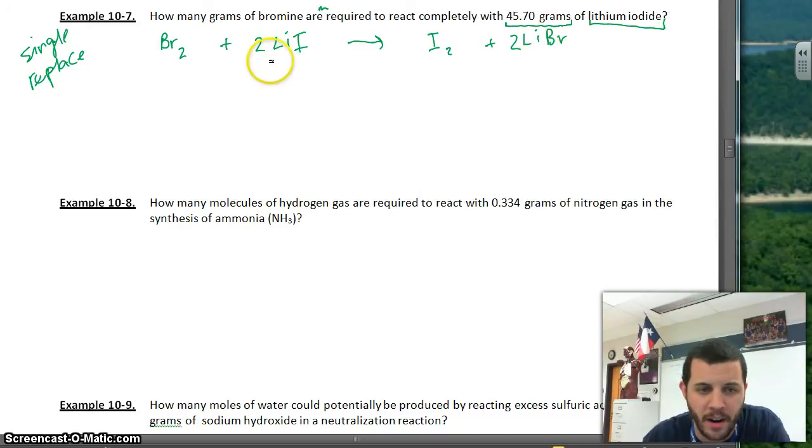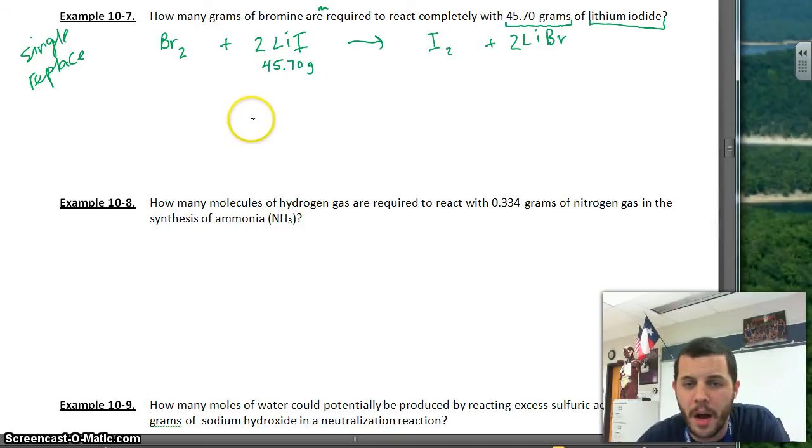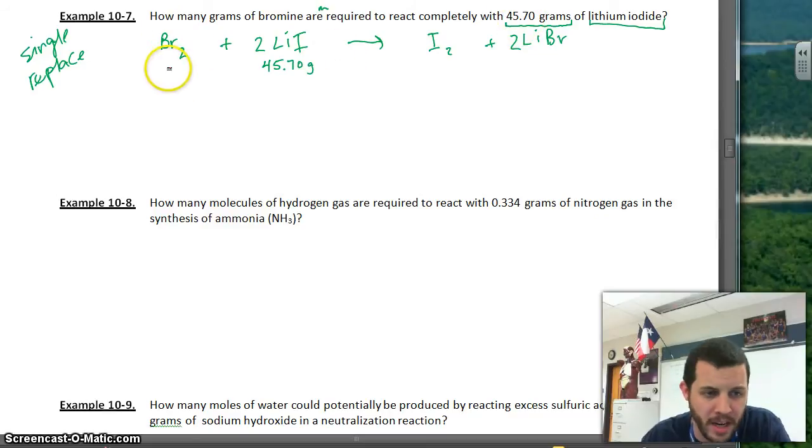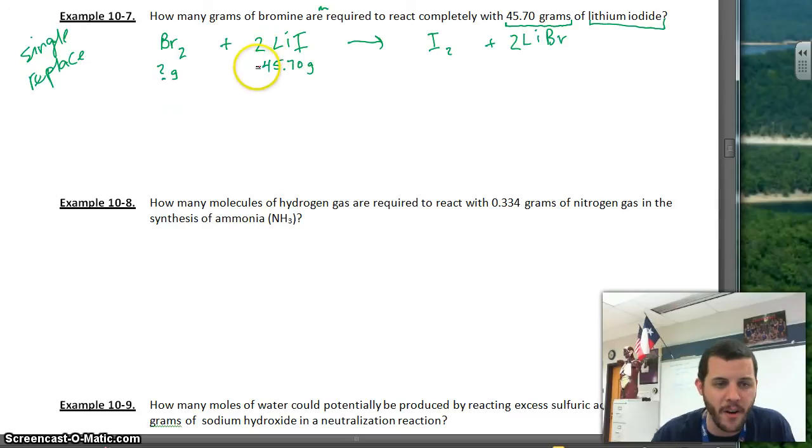So lithium iodide's here, 45.70 grams, and I'm trying to find out how many grams of bromine are going to react with it. Well, bromine is right here, so I'm trying to get to question mark grams. I can't go from here straight over to here, but what I can do is get to my mole road. In order to do the mole road, I need to get everything into moles. Can I go from grams to moles? Yes, using my molar mass conversion, I can get from grams to moles.